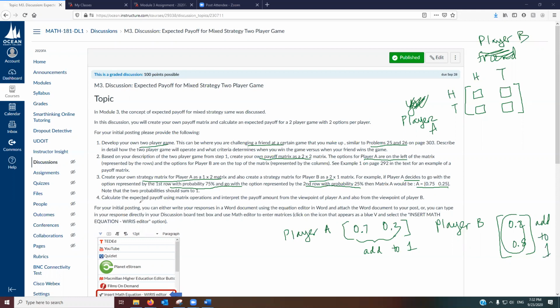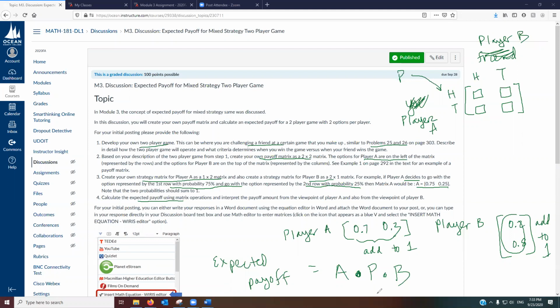All right, then it says calculate the expected payoff using matrix operations. Well, for the expected payoff, you're going to multiply these matrices together. You're going to multiply A times, this is matrix P, we'll call it, right? So this is going to be A times P times B. You'll work out this multiplication. You're going to get a single number as your answer. That number is the expected payoff.